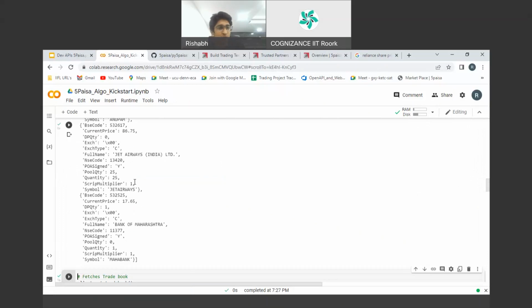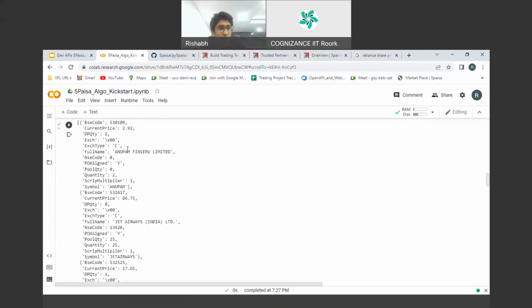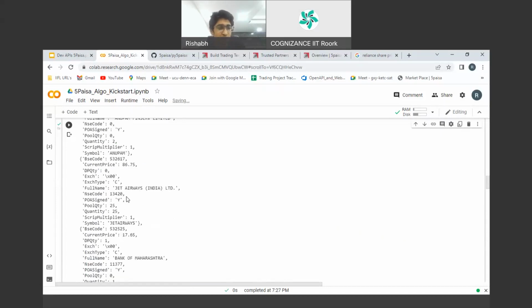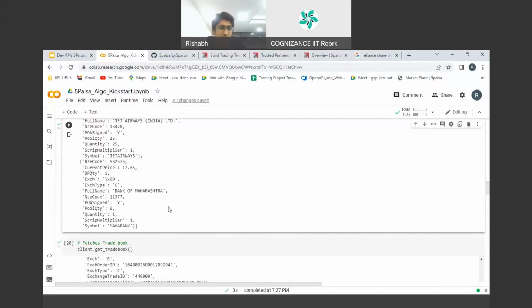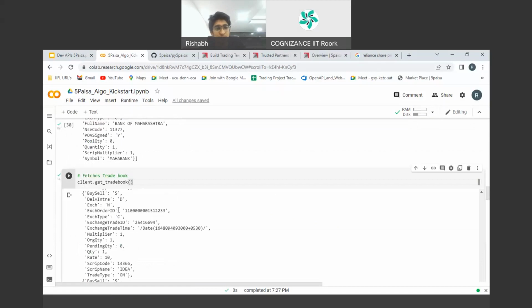Now, if I want to see what I hold, I hold Anupam Finserv stock, two quantity of shares in that. Jet Airways I have. So if you build your own thing, you can do the same. All that information that you are able to see in the trade station platform, website, or mobile app, you will easily be able to access through the API.